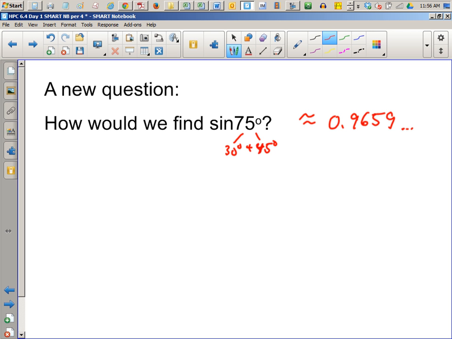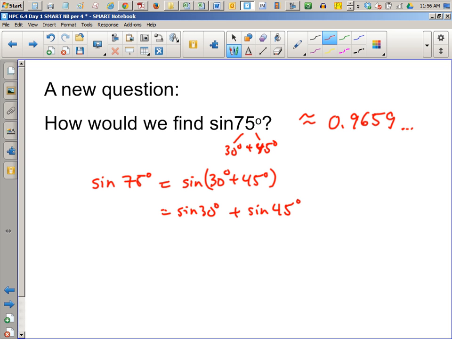Does that make sense? Okay, so here's what maybe a naive student would do. A naive student would say, okay, I'm going to take sine 75, and I'm going to break it up into sine of 30 plus 45. I'm going to try to think of 75 like that. And then I'm just going to go sine 30 plus sine 45, which is a half, plus root 2 over 2. Looks like I already have a common denominator. Final answer.